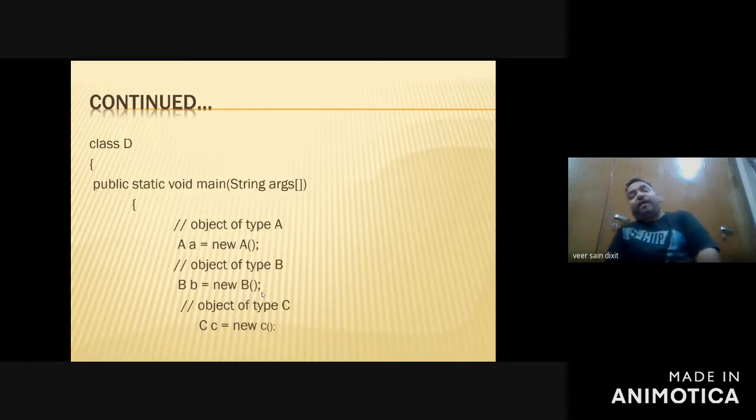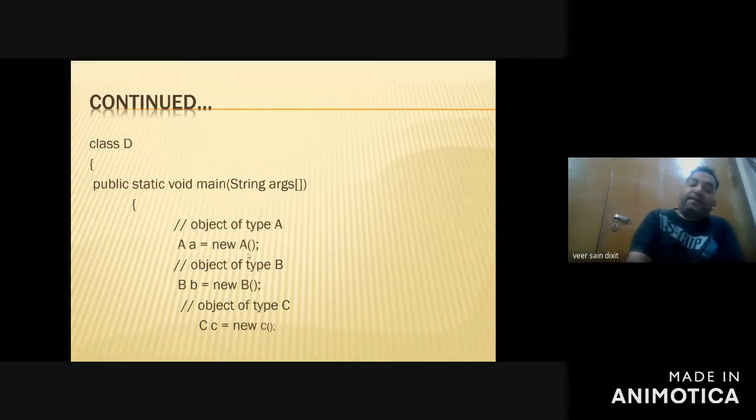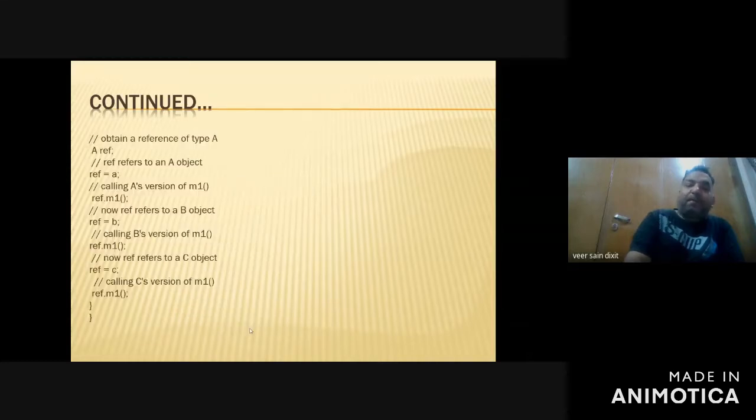Now we have created another class D, in which the main method is there. So whenever you execute this program, execution will always start from this main function. Here you have created an object of superclass A. Then you have created the object of subclass B, and the object of subclass C.